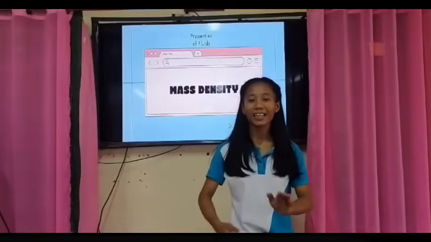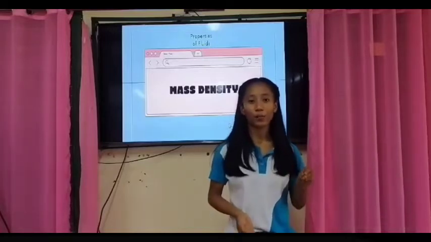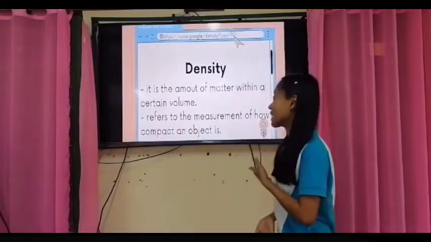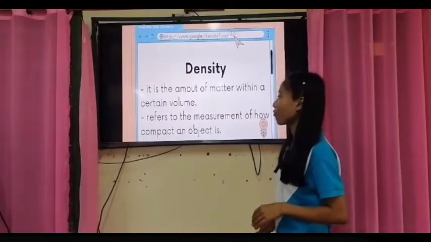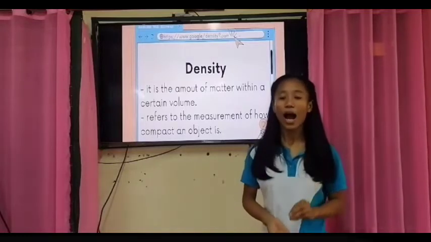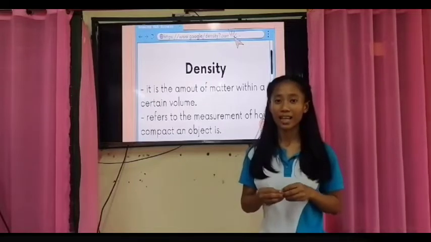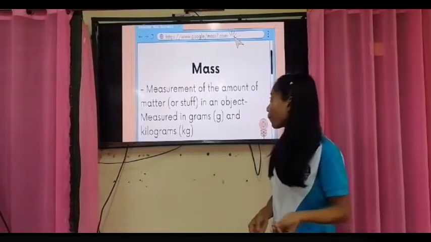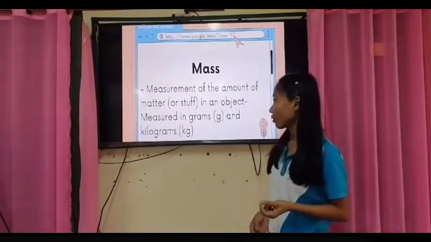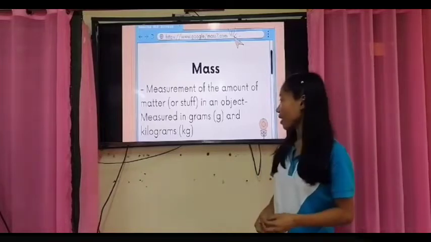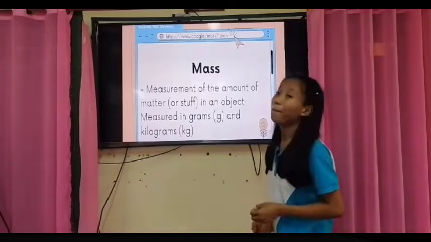Nabanggit ko kanina na ang density ay ang relationship nito sa mass nito sa volume nito. So, we define the density as the amount of matter within a certain volume, or it refers to the measurement of how compact an object is, or how tightly compact or how heavy the molecules are in the object. And mass is the measurement of the amount of matter or stuff in an object that is measured in grams or in kilograms. Sabi na dito, measurement of the amount of matter.